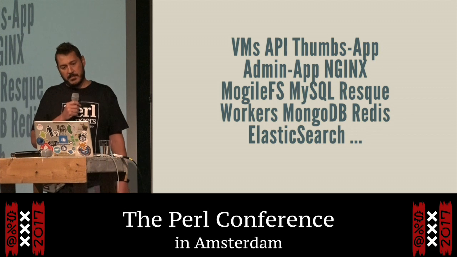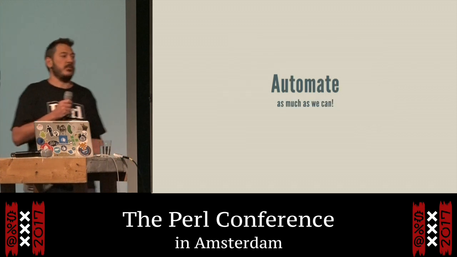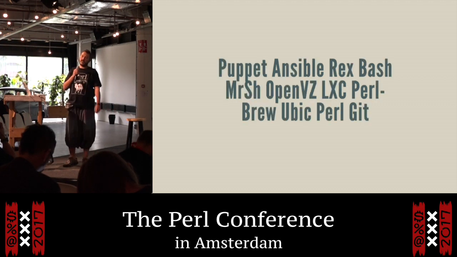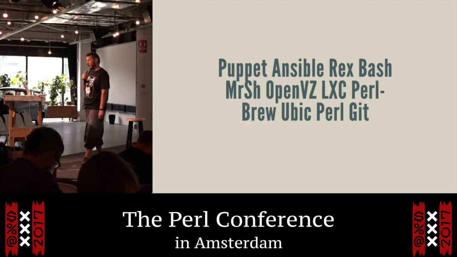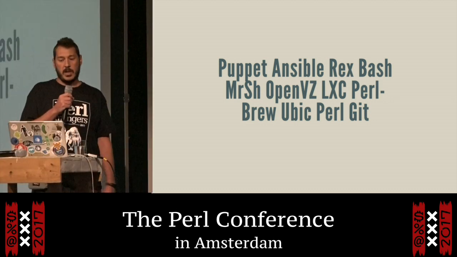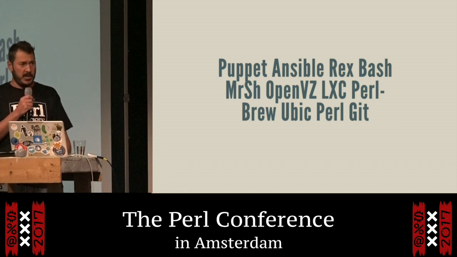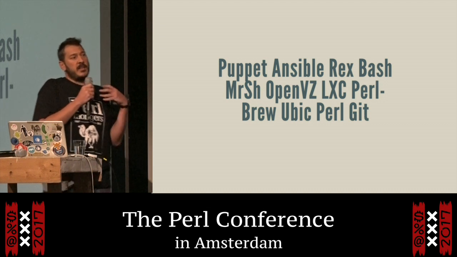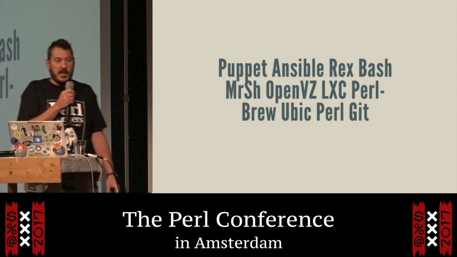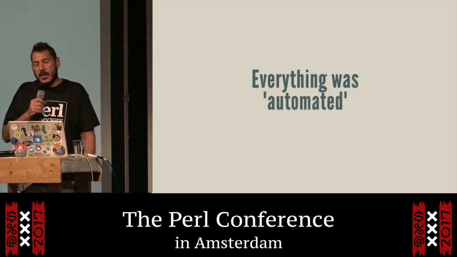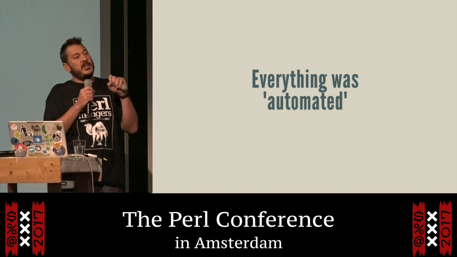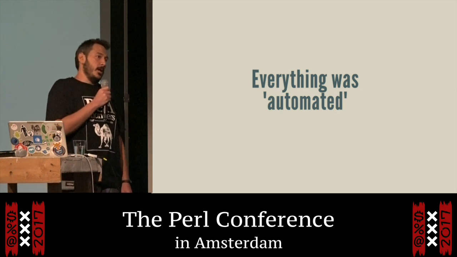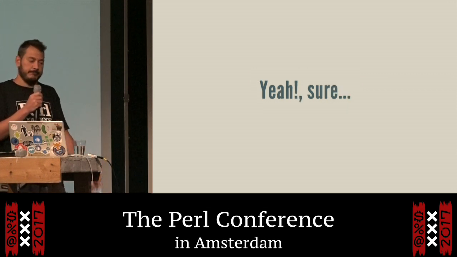So, one thing I was trying to achieve at that moment was to automate as much as we could. So we started using a lot of tools. We started with Puppet. Sometime later, we changed to Ansible. And then we used all of these things and probably much more. And we were automating everything as we were going on with the development of the thing, of the beast. And by the time the first employee started to work with me, everything was automated. Well, everything was automatic, yeah.